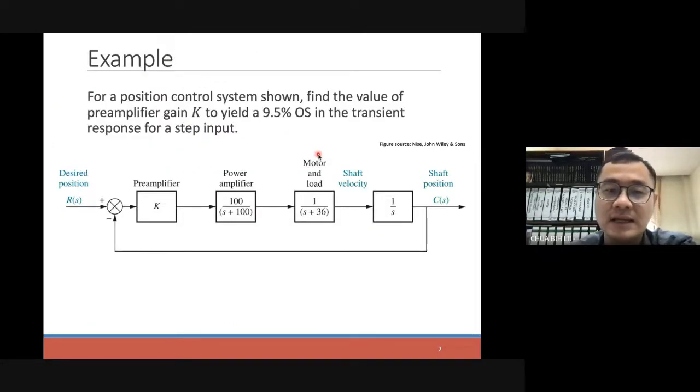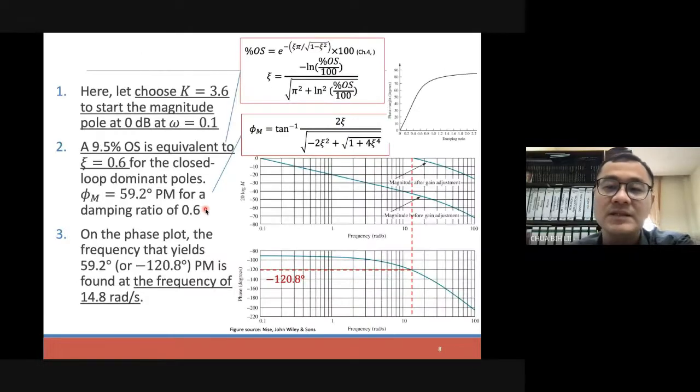So let's take an example for this. Here is a simple design question that requires you to find the value of K that would give a 9.5% overshoot in the transient response when we put in a step input. If you have many blocks, at the end we still combine them as one. Most of our questions also only deal with the unity feedback loop, for simplicity.